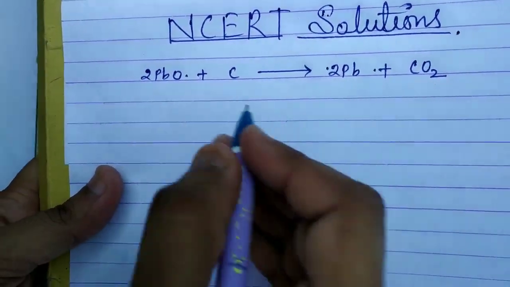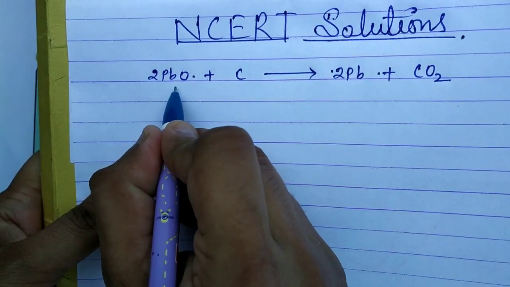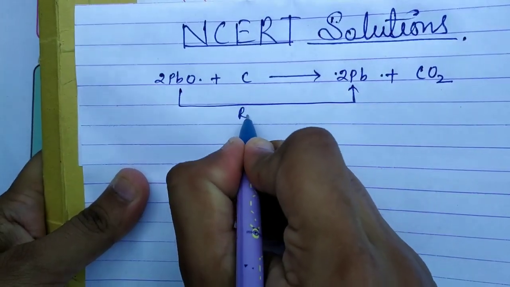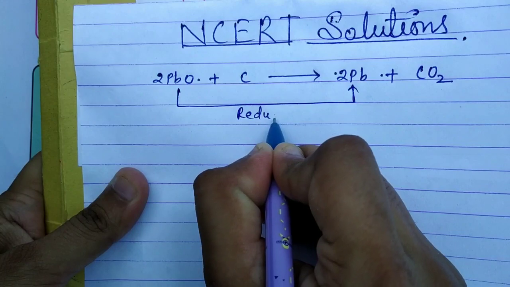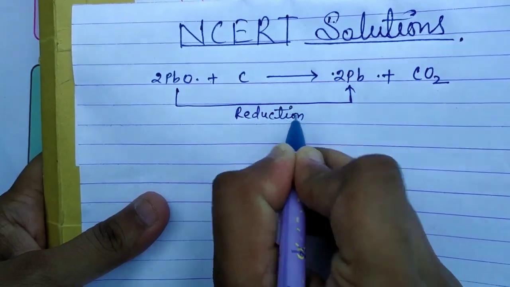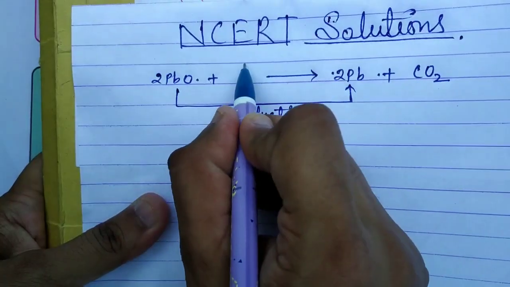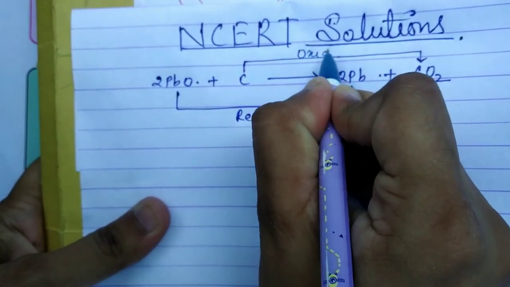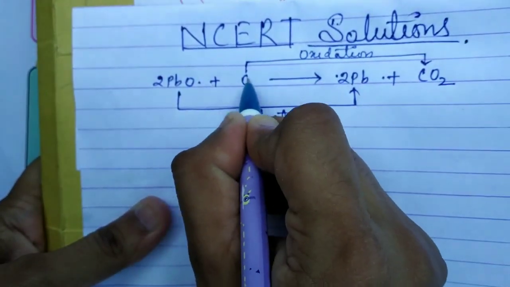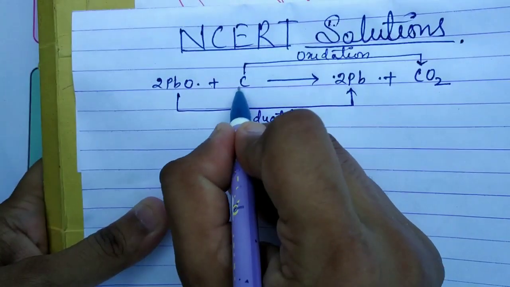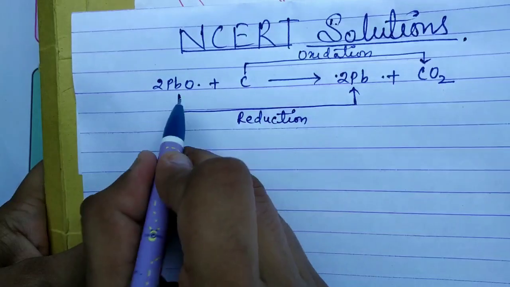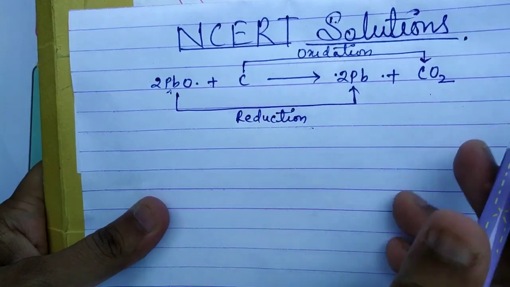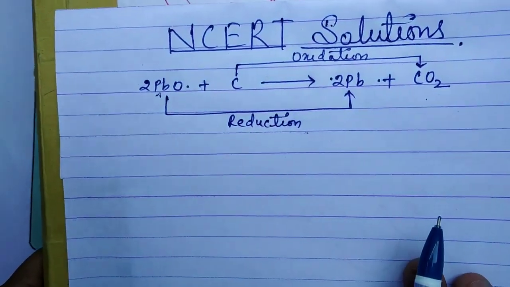equation. In this equation, lead oxide is reduced, lead is getting reduction, and according to this equation carbon is undergoing oxidation, because here carbon is combining with oxygen and here lead is removed from oxygen, so it will undergo reduction and carbon will oxidize. Now we will check according to the options.